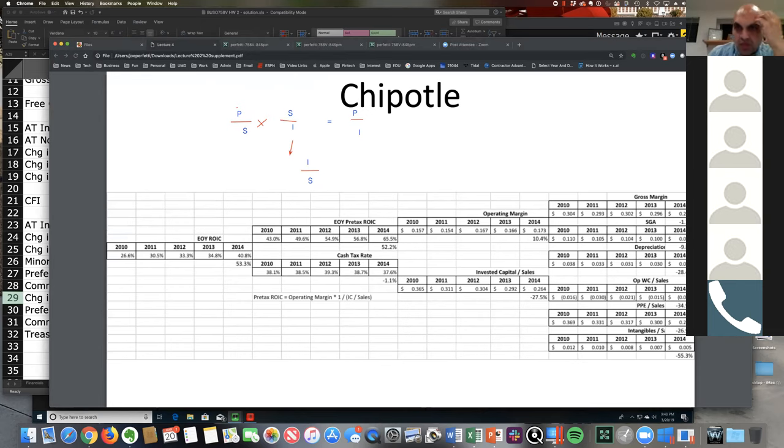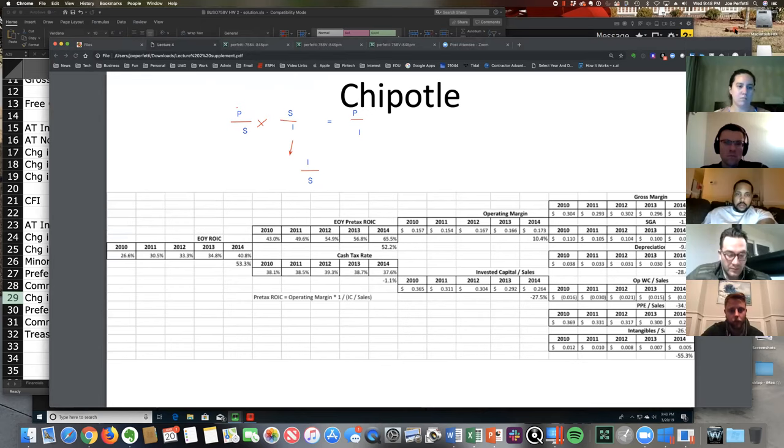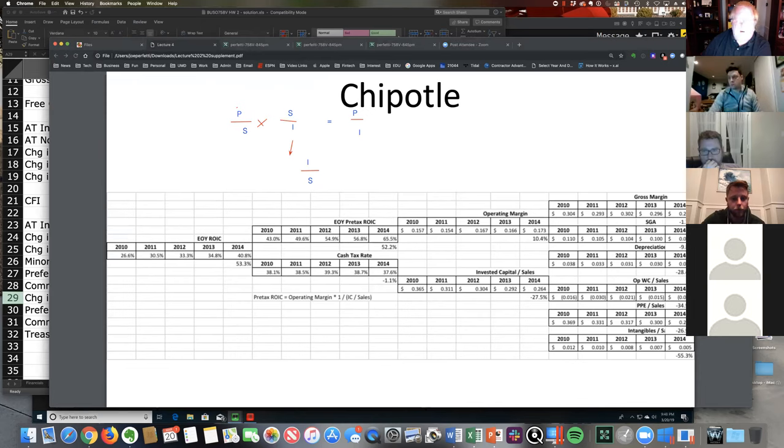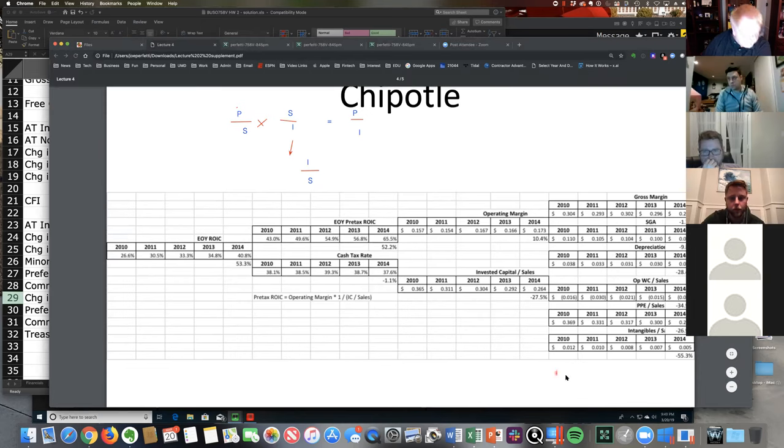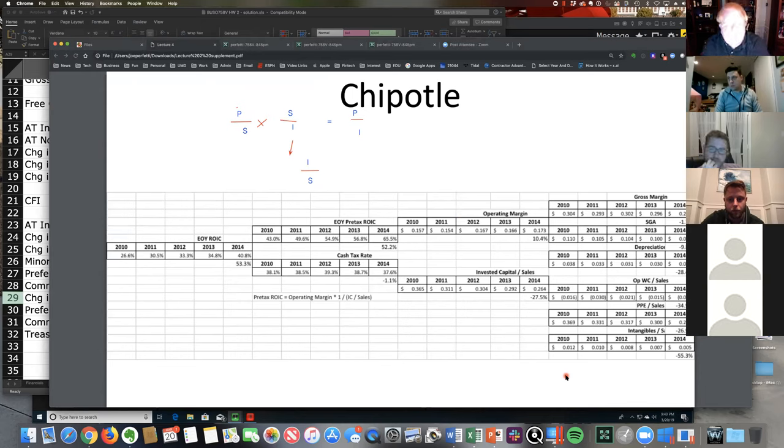So it looks like Chipotle's return on invested capital increased 53.3% from 2010 to 2014. Yep. And when we look at the tax rates, their cash tax rate actually went down from 38.1 to 37.6. Meanwhile, their pre-tax ROIC grew 52.2% in between then. And looking further down, we see that they improved their margins in that five-year period while improving productivity, from invested capital to sales.